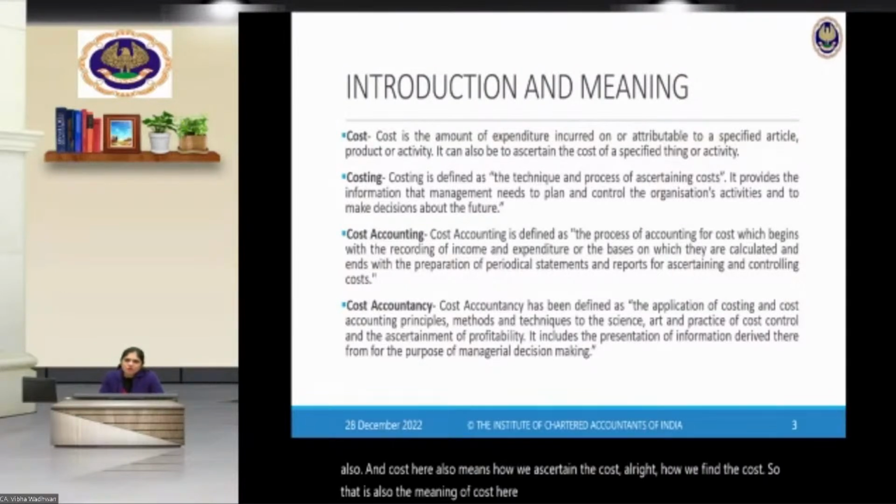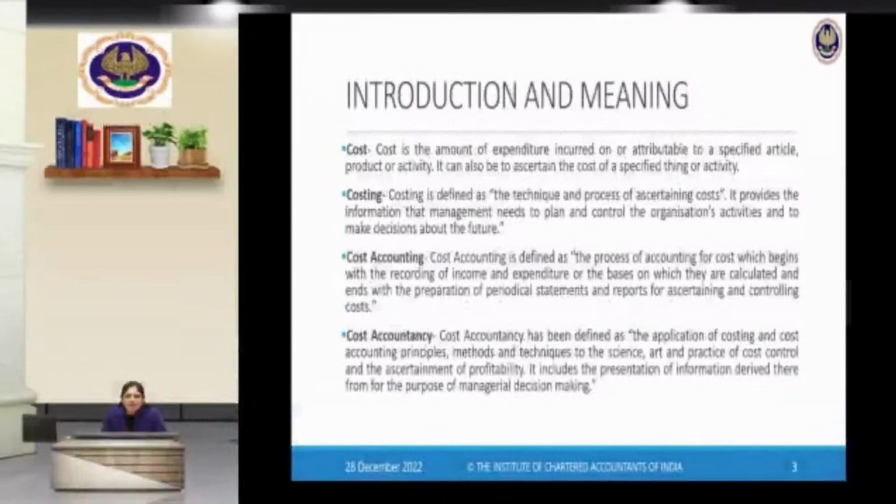So cost, of course, a lot of cost we have to understand. Everywhere in this session and in your cost and management accounting, everything has to be associated with cost. So costing, what is costing? Costing is basically the technique and process of ascertaining cost. The technique of how we are going to ascertain the cost, how we are going to find out the cost, that is costing. So costing is basically the technique we are going to understand in this session.